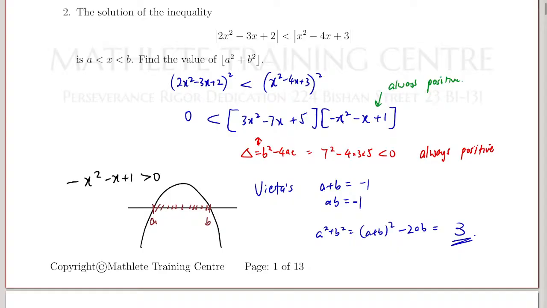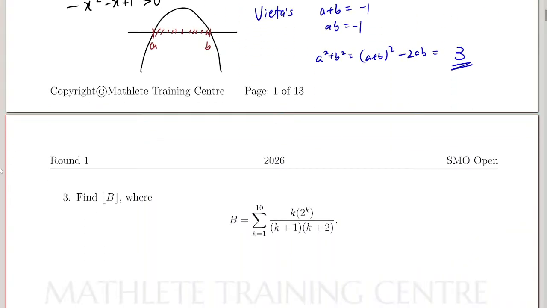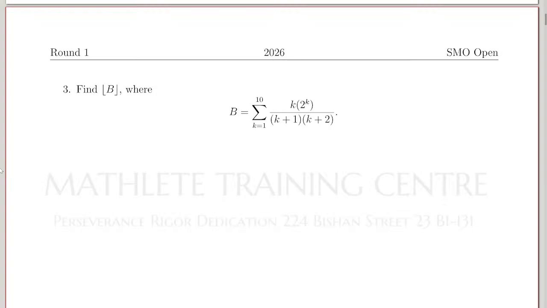Okay, continuing on. Next one, question number 3. Find the floor of B where B is this guy. So when I see a summation that looks like this, immediately I'm thinking, can there be some kind of telescoping series? Can we express this as a difference of two terms so that when I add them up, it's a lot easier to do so? Now, it's not so obvious, right? Because of the fact that there's a power of 2 on top.